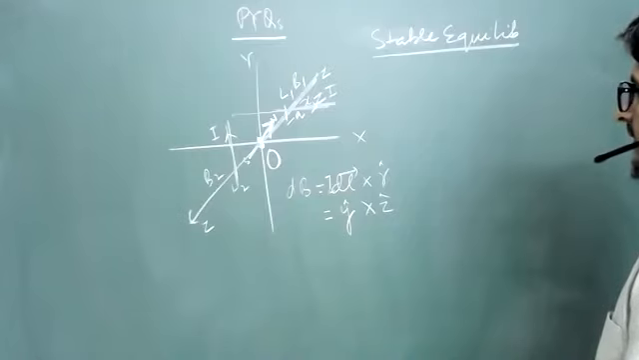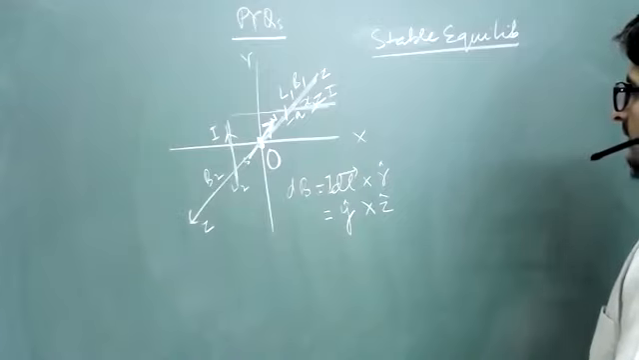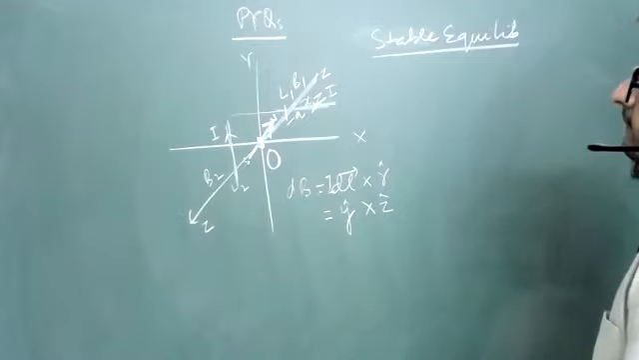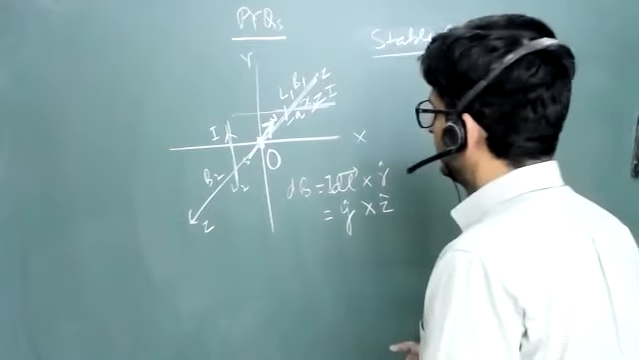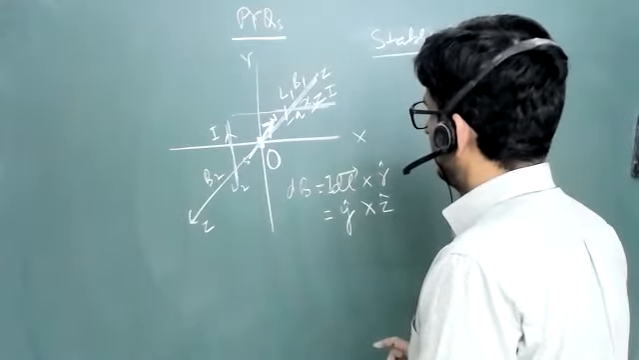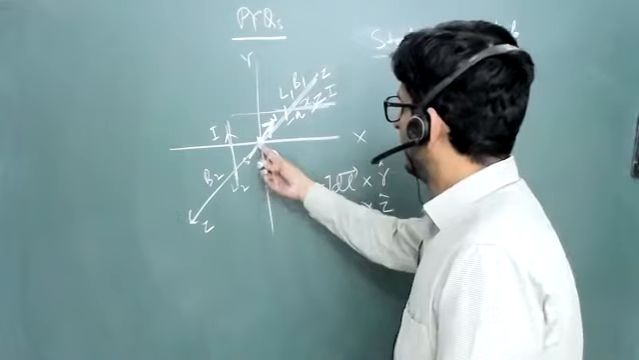Sir, x cap. Sir, actually it is in the minus z cap direction, na? Just a second. X, Y, Z. What mistake am I making in the coordinates? Sir, this is the minus z cap direction, and it is r cap, not z cap.